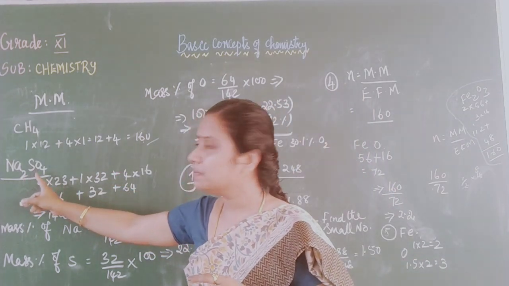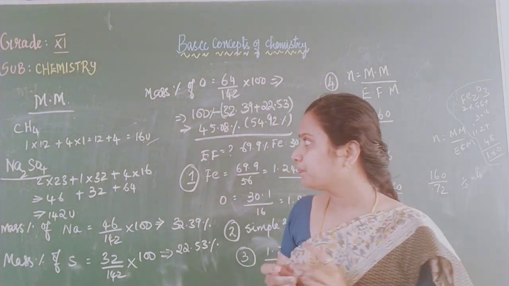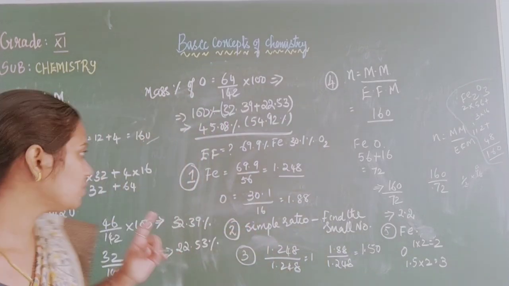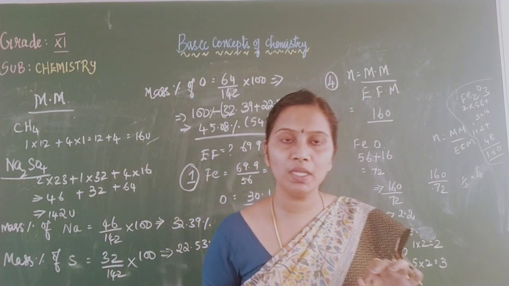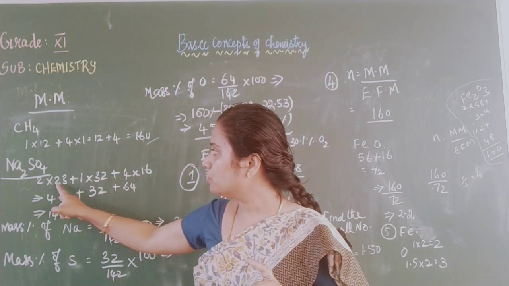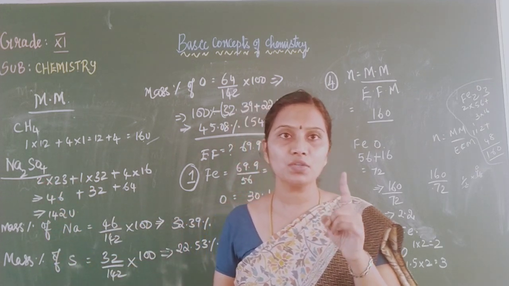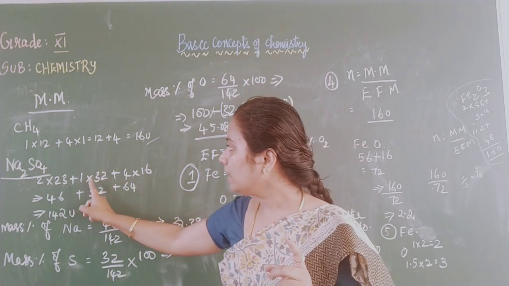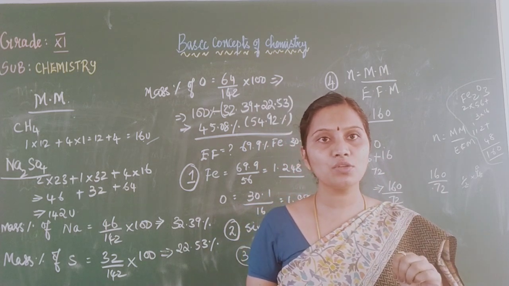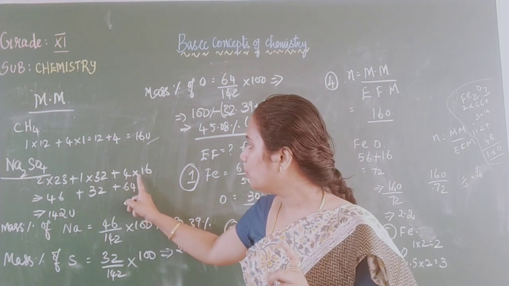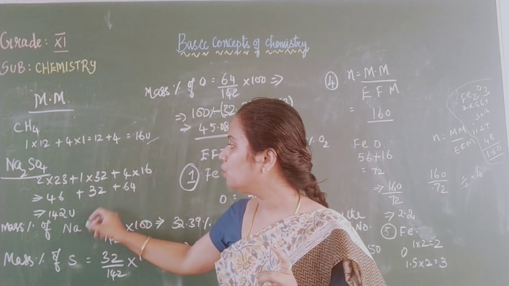Now coming to sodium sulfate, that is Na2SO4. Here, how many atoms of sodium are present, children? 2 atoms of sodium are present. What is the atomic mass of sodium? 23. So 2 into 23 plus how many sulfur atoms? Only one sulfur atom. Atomic mass of sulfur is 32. So 1 into 32 plus how many oxygen atoms? 4. Atomic mass of oxygen 16. So 4 into 16 is 64. 46 plus 32 plus 64 is 142 units.